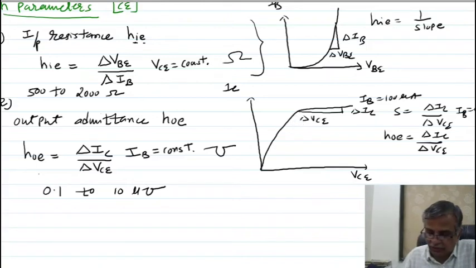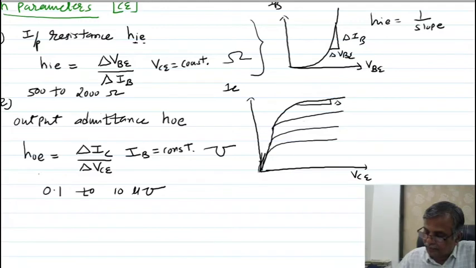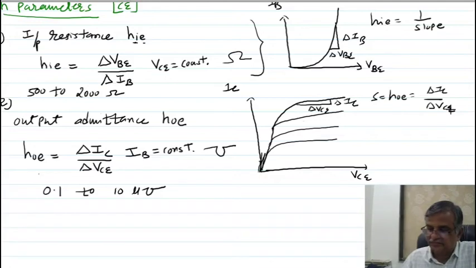I have plotted the output graph to explain you. So if I find this slope, delta IC upon delta VC, then slope is equal to HOE. After saturation you find this.